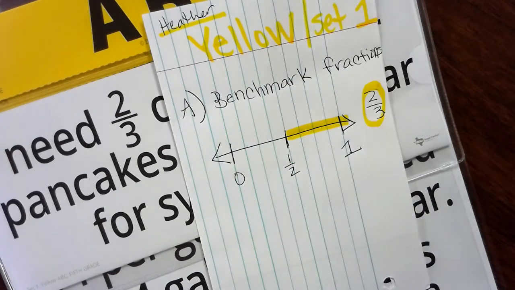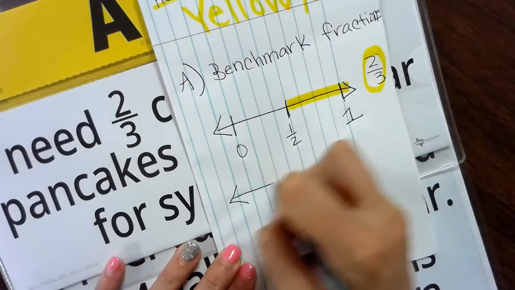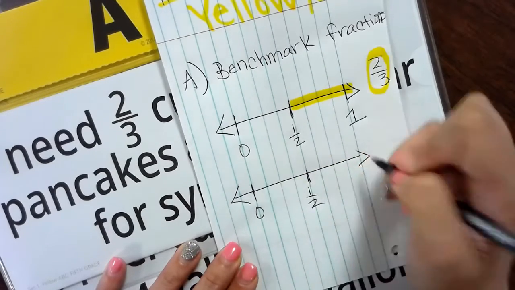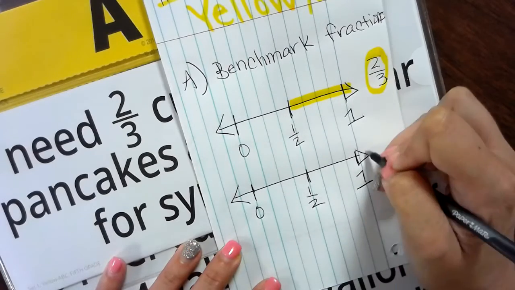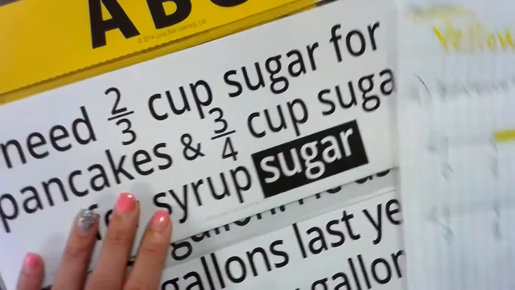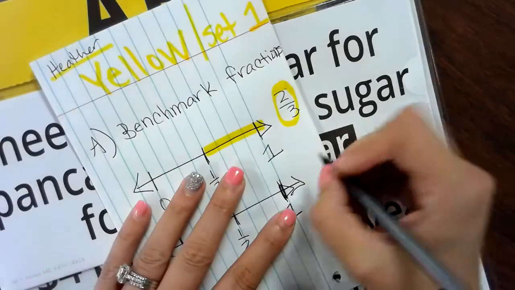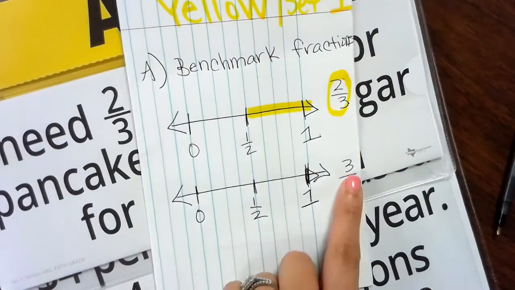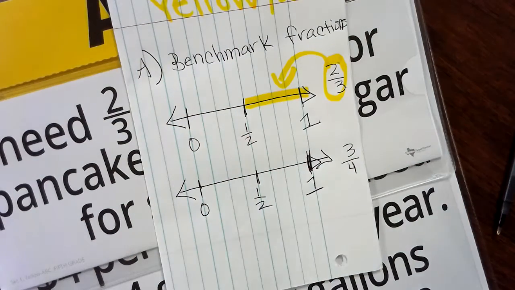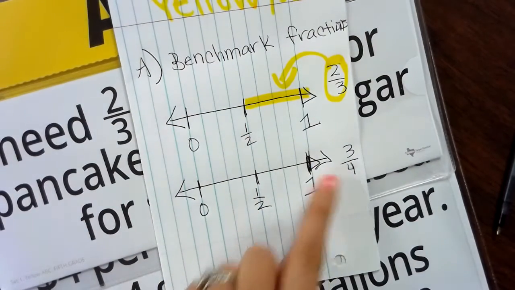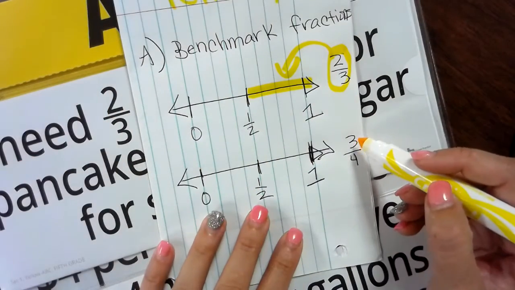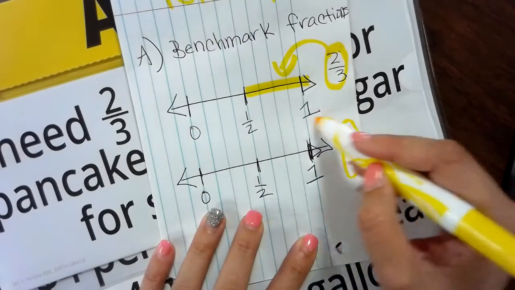Okay. I'm going to look at the other number. I'm going to do the same thing. 0, a half, and 1. Should have moved my line down some. Okay, so 1 right here. So the next number that they gave me was 3/4. So this number is somewhere over here. Okay, 3/4. What's half of 4? Half of 4 would be 2, right? So I know that 3 is more than half.